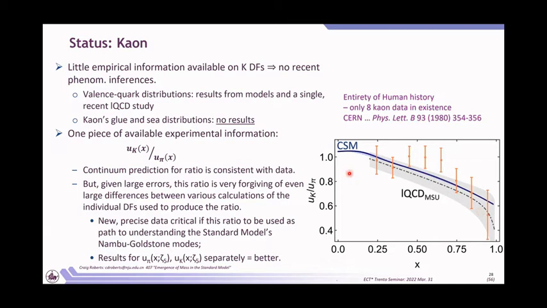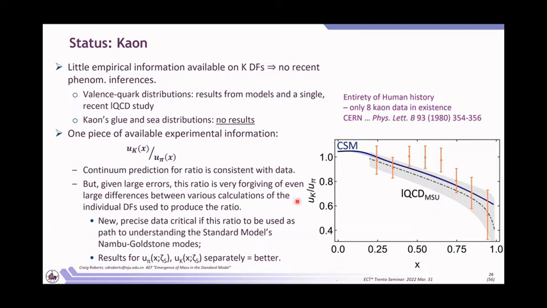But the problem is that because you're taking a ratio, uncertainties in both cancel. And so even though this ratio is a good comparison, if I took the individual results for the distribution functions for u in K and u in pi, then the continuum and lattice results will be quite different. What we need is new precise data on the distribution functions independently so that we can separate these.